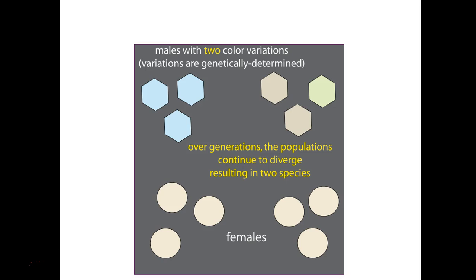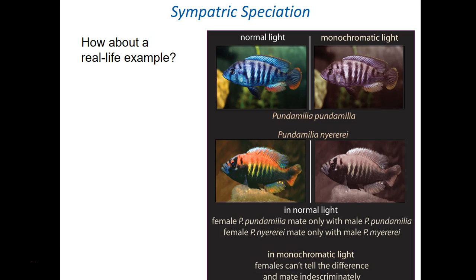So you've basically created two subpopulations within the main population. Now, over time, you would have to have the accumulation of other mutations and other barriers to reproductive ability, so something like temporal isolation or behavioral isolation, to really cement that speciation process. Do we have real examples?